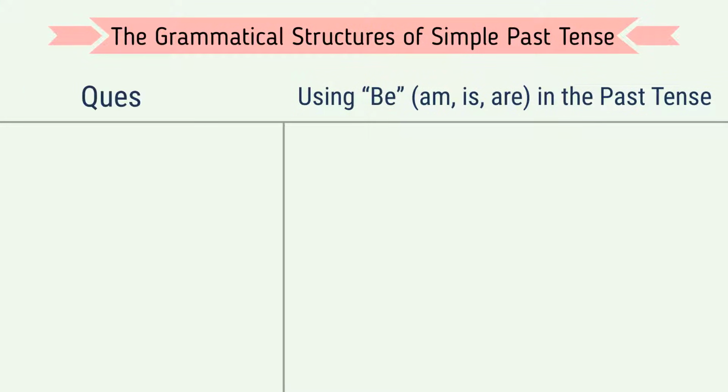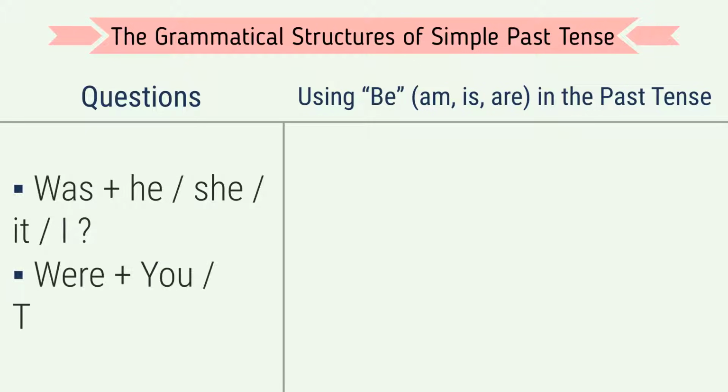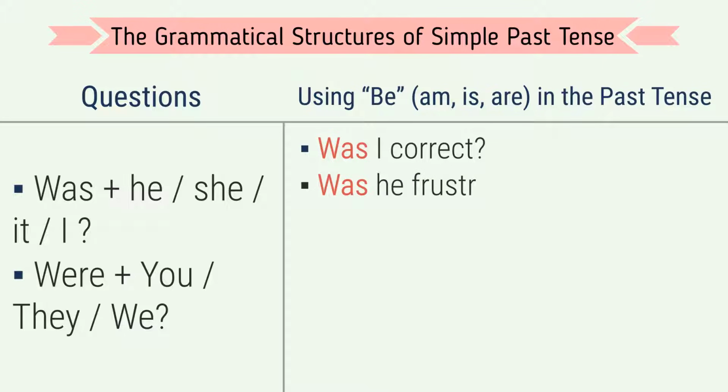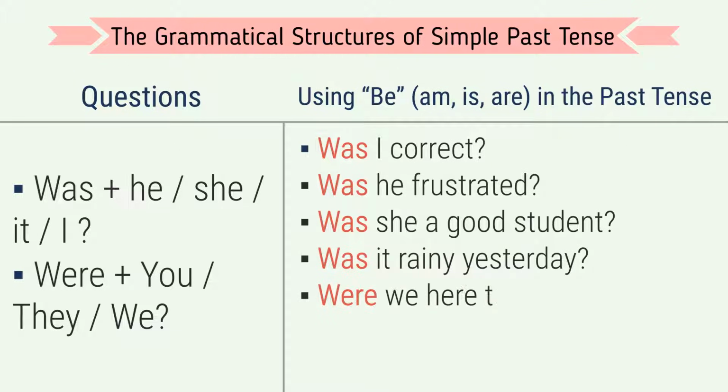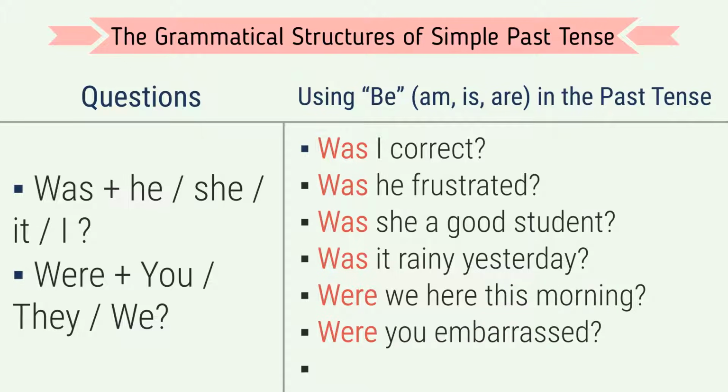To form a question in the past tense, we put was, were at the beginning of our sentence, followed by our subject. Was I correct? Was he frustrated? Was she a good student? Was it rainy yesterday? Were we here this morning? Were you embarrassed? And were they worried?